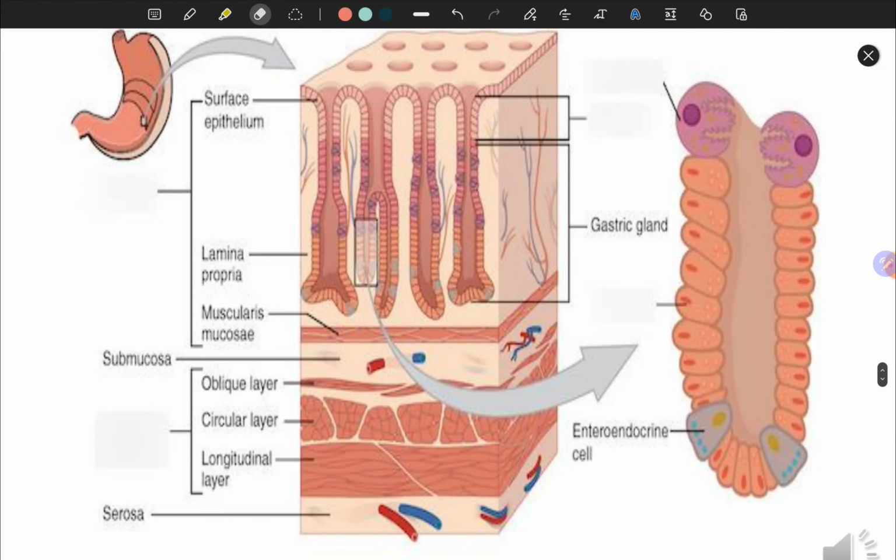The layers of the stomach, muscularis externa. So we have the oblique layer, the circular layer, and the longitudinal layer.